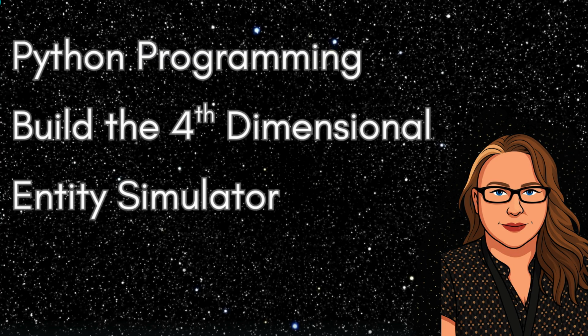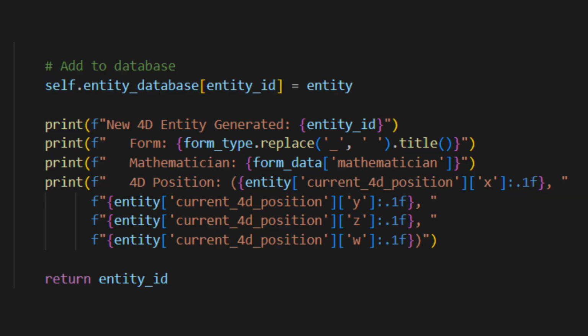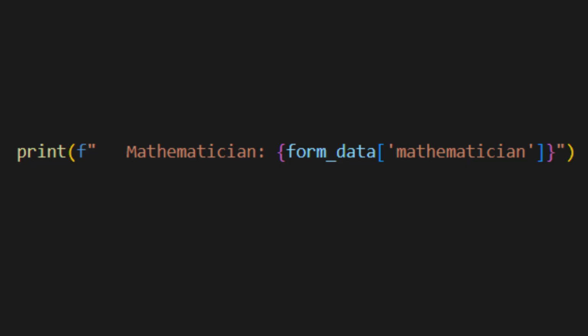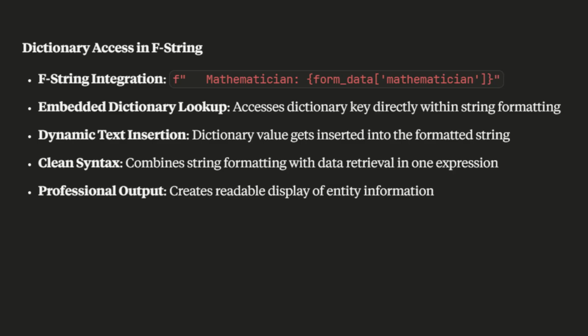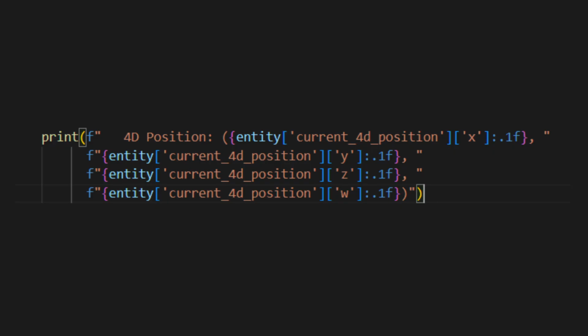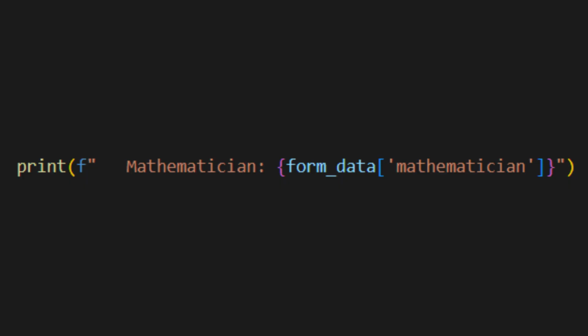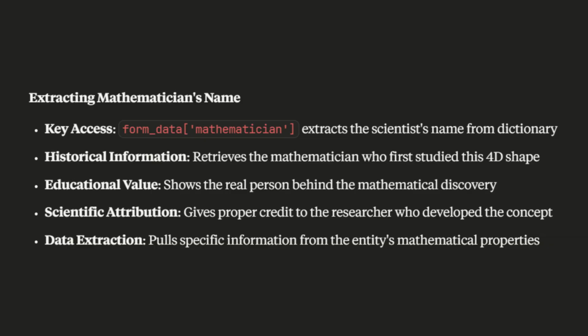Now we're continuing with more sophisticated print statements that demonstrate advanced F-string techniques. We've got print(f"Mathematician: {form_data['mathematician']}"). This line is showing nested dictionary access within an F-string.